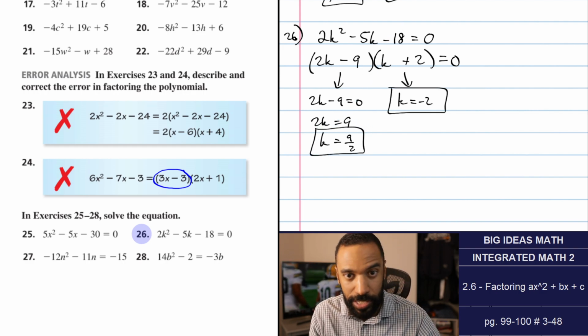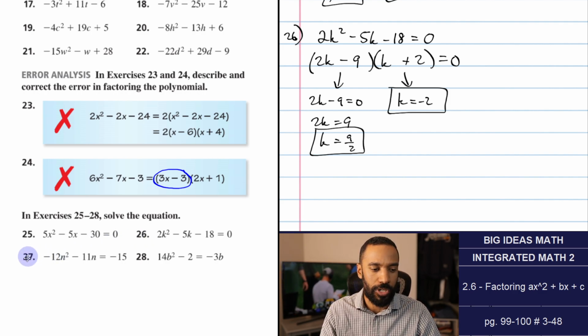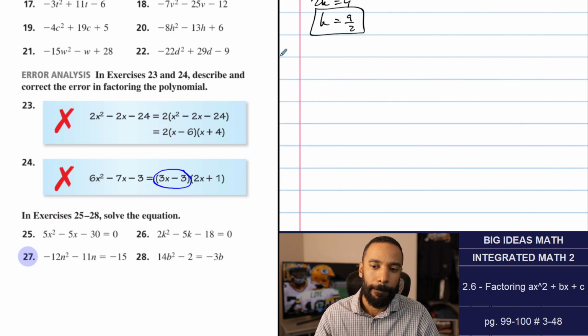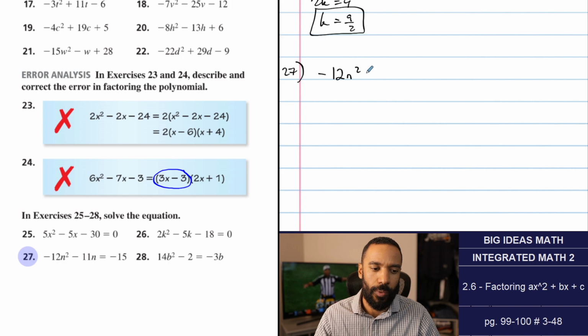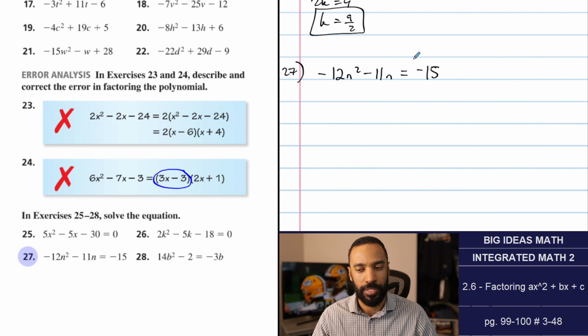Again, I taught this stuff before, so I'm going to go a lot faster on the zero product property portion. The goal of this is to get the factorization correct. All right, number 27, we have negative 12n squared minus 11n equals negative 15. Despite the fact that n's a common factor in both of these terms, or negative n if you will, if it's not set equal to 0, it doesn't matter.